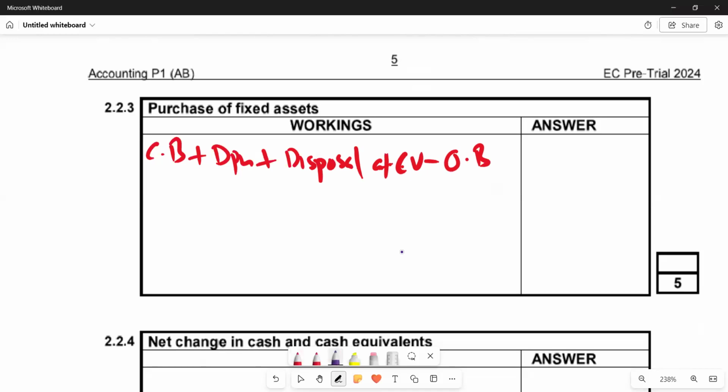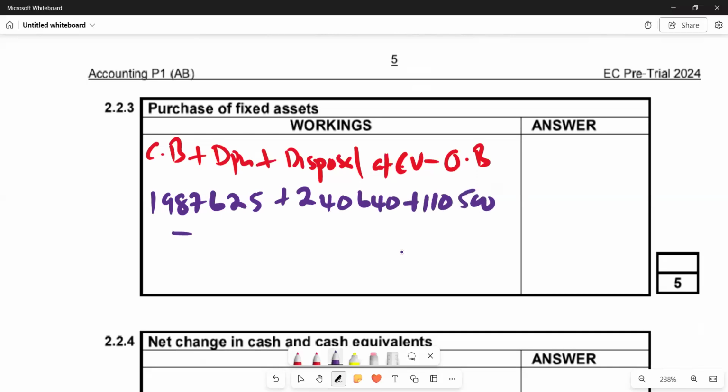the closing balance is 1,987,625. We add depreciation for the year, 240,640. We add again disposal at carrying value, 110,500. Then we subtract our opening balance, which is 1,850,200. And then the answer that we are getting there is 488,565. So this is what we have in terms of calculating purchase of fixed assets.